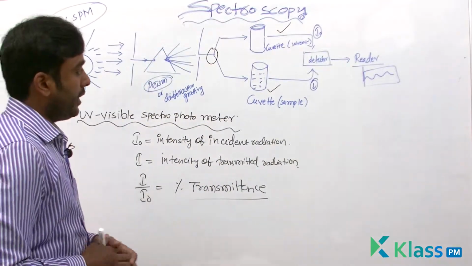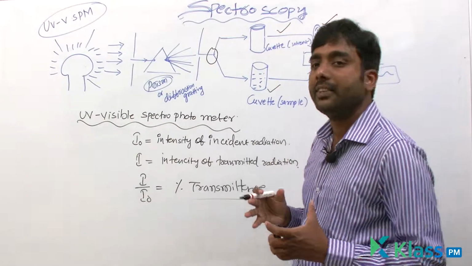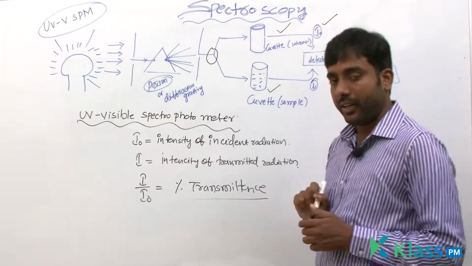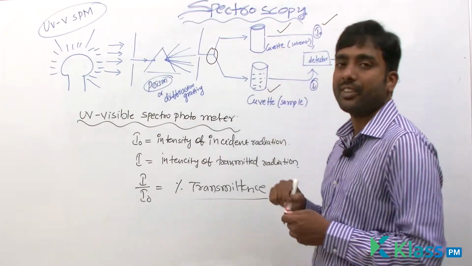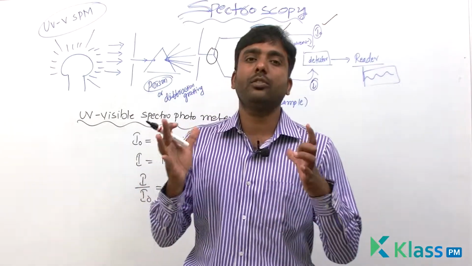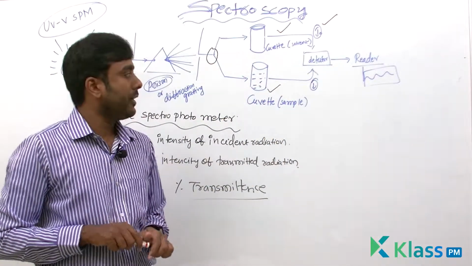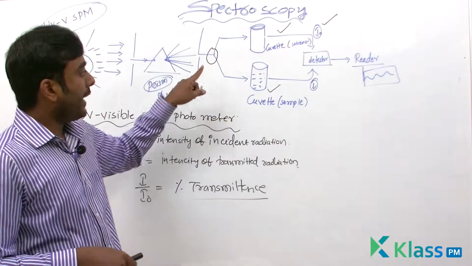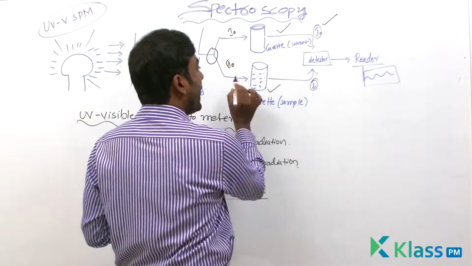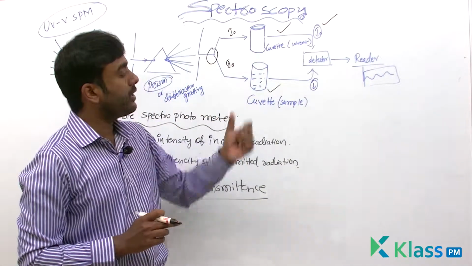If you observe here, there is no change in the intensity of the monochromatic radiation passing through the reference cuvette, which has only solvent, which means no absorption took place there. Here the cuvette has the sample, so the intensity which enters as I naught came out as I. So there is a reduction in the intensity of the incident radiation.